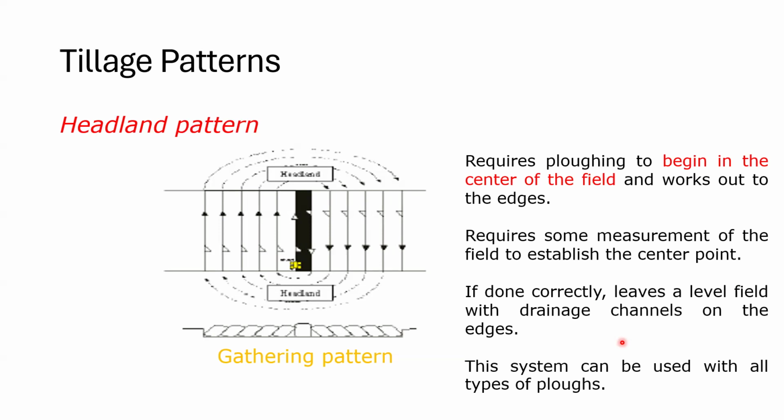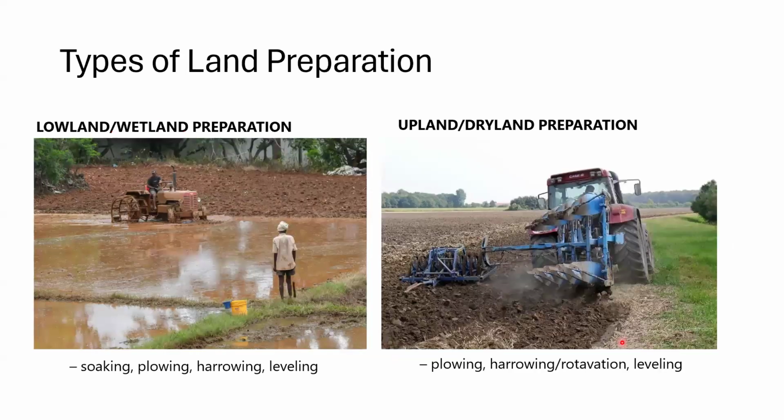Okay, so let's now proceed to the last part of our discussion. We have here the two types of land preparation. So we have the lowland or wetland preparation and the upland or dryland preparation. So based from the picture, very obvious na yung kanilang difference. So there's one step difference between these two types of land preparation.